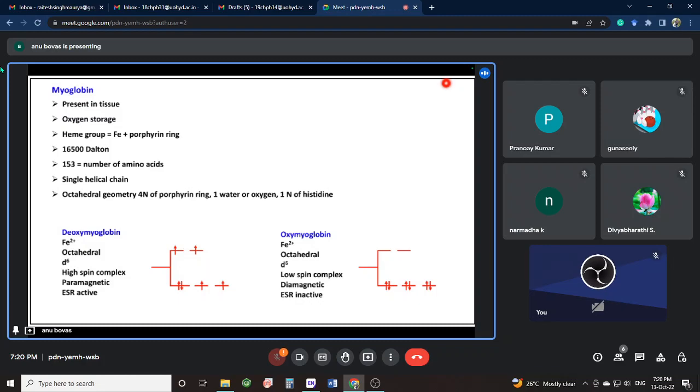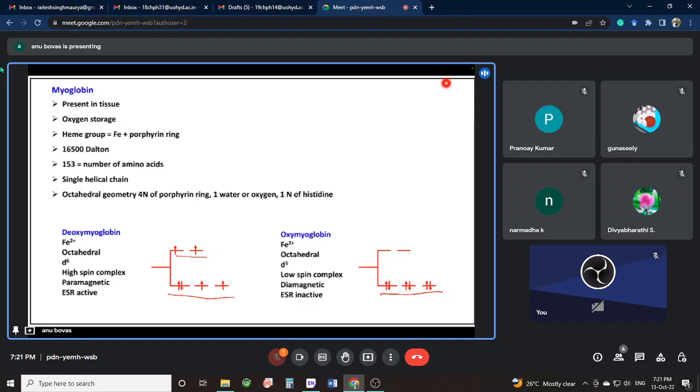And the electronic configuration, since it is Fe2+, is d6 in both, but the arrangement will be different. How? In deoxymyoglobin, it is a high spin complex, and in oxymyoglobin, it is a low spin complex. As you can see here, it is paired, and here it is not paired. This is very important. Many questions have been asked on the difference between oxymyoglobin and deoxymyoglobin based just on spin, high spin and low spin. So these things are important. Both are Fe2+ octahedral, but in the deoxy state it will be a high spin complex, and in the oxy state it will be a low spin complex.